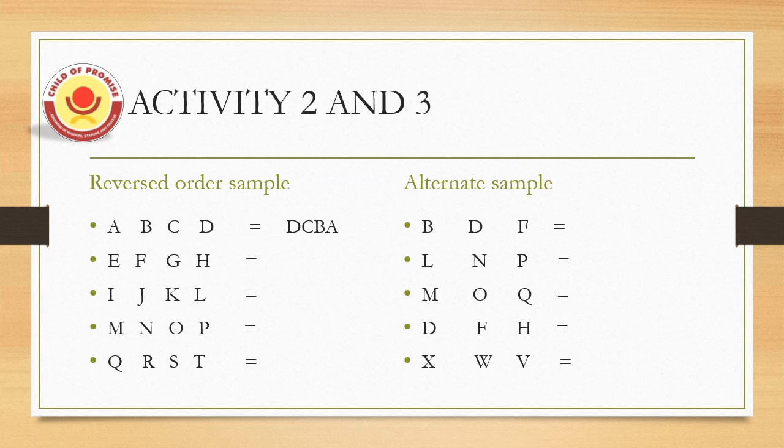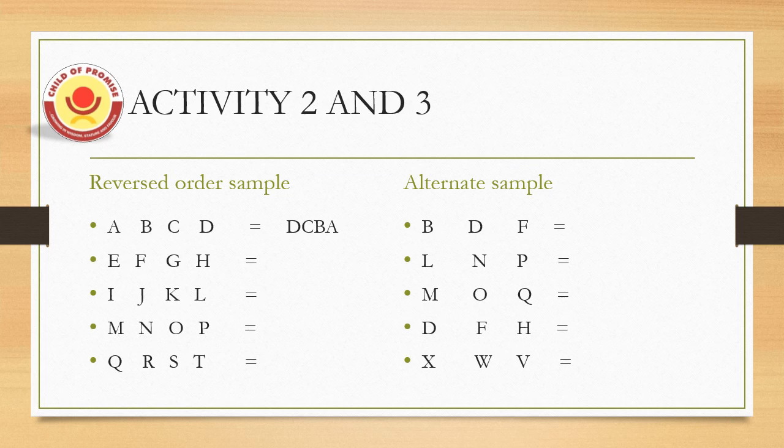So of course, we start from the last letter there. The last letter on the second line is H. So we begin with HGFE. That's the reverse order. We reverse it. Okay. And then you have IJKL on the third line. What do you think the reverse order should be? Of course, we start with the last letter, which should be LKJI. Okay, so you fill up the other ones.